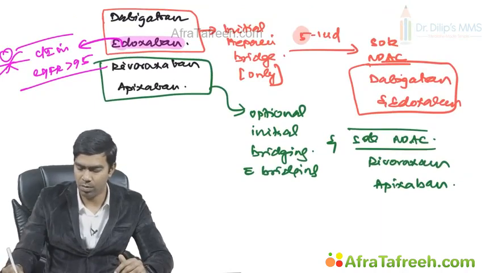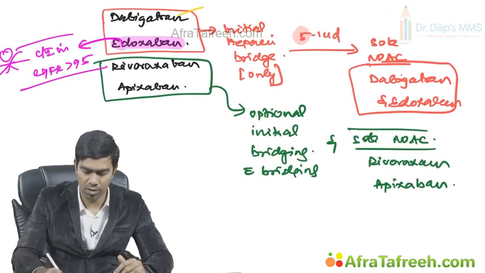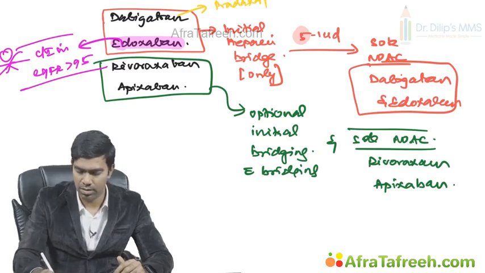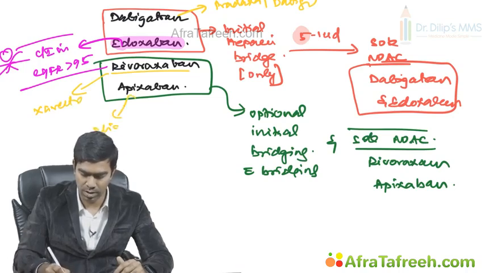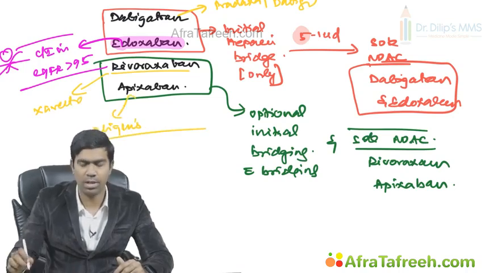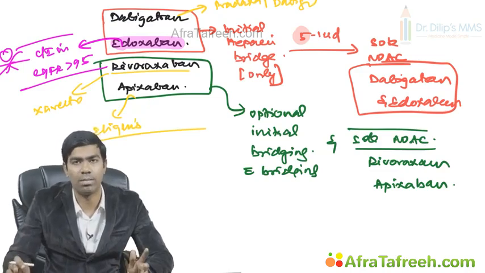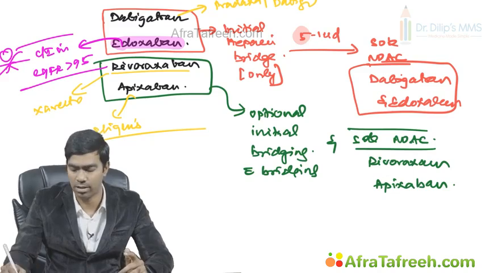And the brand names, if you want to know, very common brand names we use: for dabigatran it is Pradaxa and Dabigo, rivaroxaban is Xarelto, and apixaban is Eliquis. This is not needed for you. Obviously, I'm not trying to promote any brand. These are the original brands that came in the market initially. So still we use them. So that's why I told you this as well.